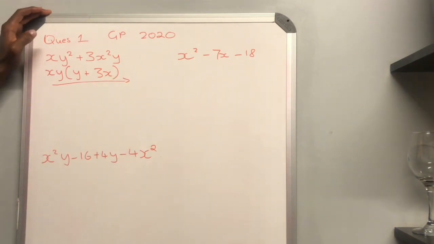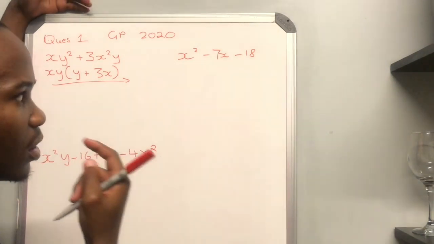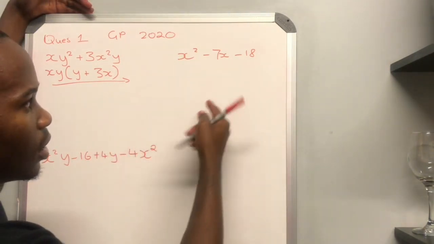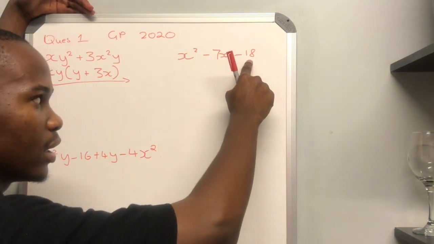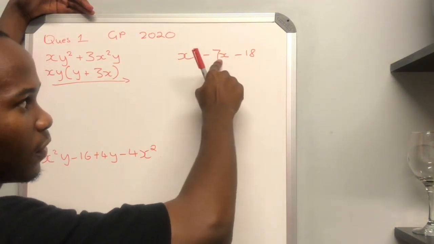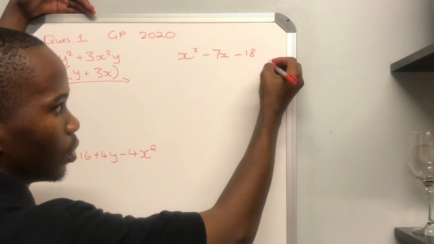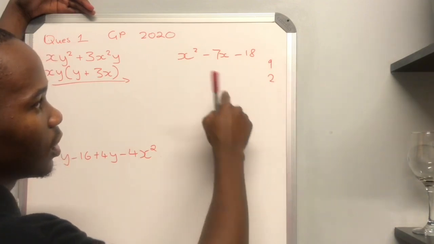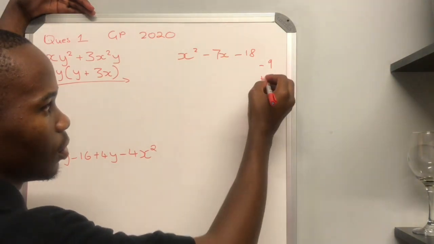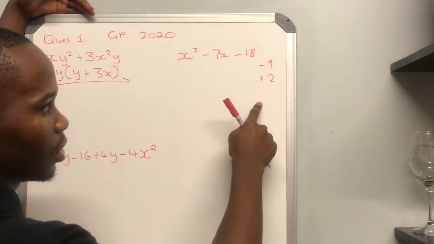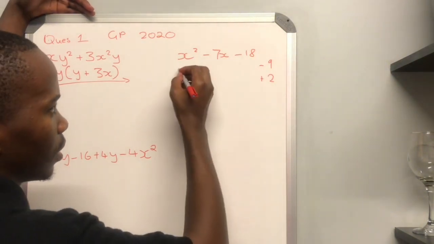Solved. We go to this one. This one is a bit different from this one. You look for the factors. What are the factors of 18? That will give you 7, 9 and 2. So we want this to be negative. So this means the 9 will be negative, the plus will be this side. Negative 9 plus 2 is negative 7.